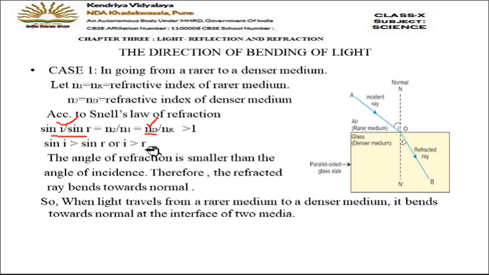And if i is greater than r, that means r is less. That means light has bent towards the normal. This clearly shows that light has bent towards the normal. So using Snell's law, we can find the direction of bending of light. This is case number 1, when light travels from rarer to denser.